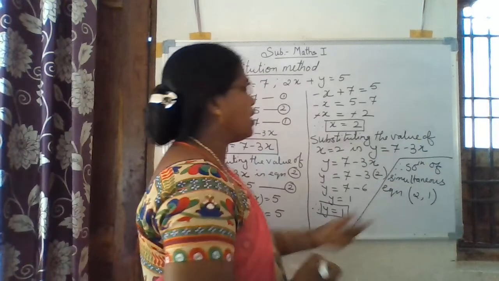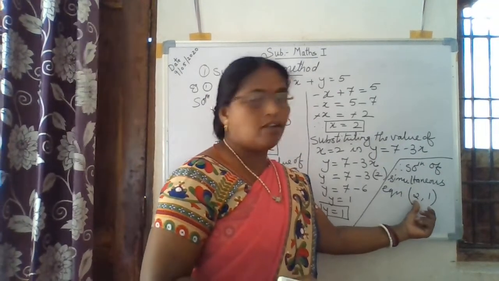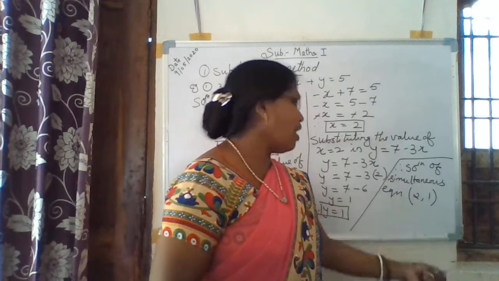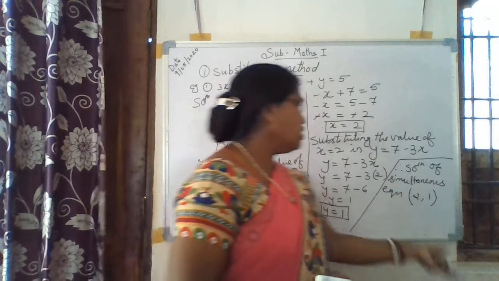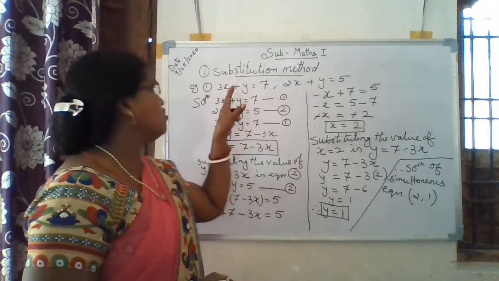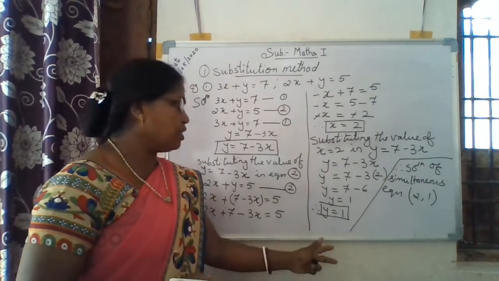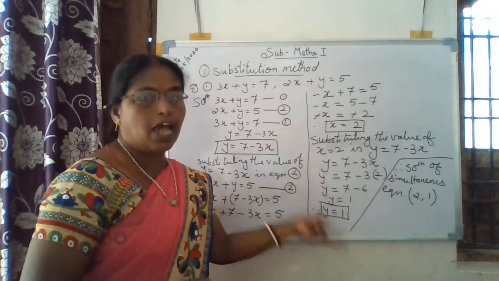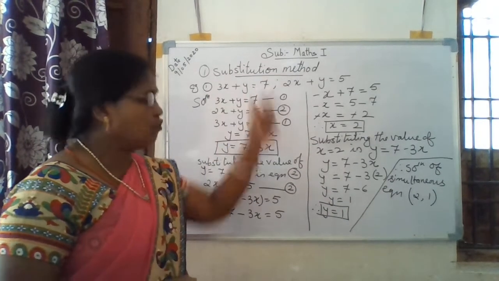So in the bracket, the first value indicates the value of x and the second number indicates the value of y. This is called the substitution method. So this is the substitution method to solve simultaneous equations. So now I will take another example of the substitution method.